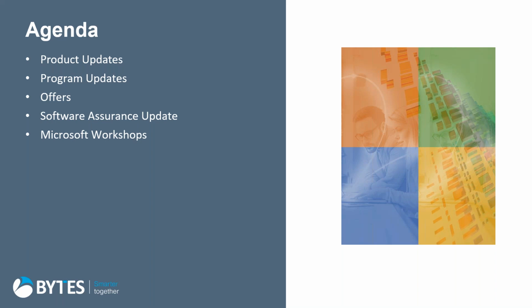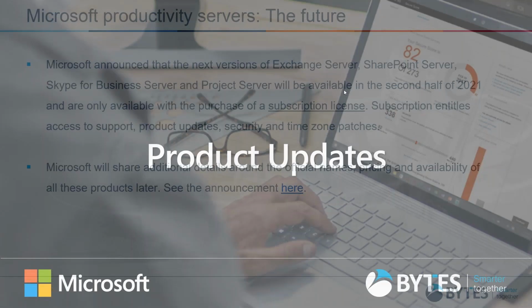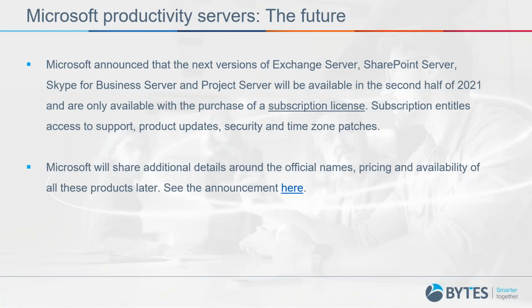Fabienne will then take us through some changes to Software Assurance benefits and the retirement of some of those benefits. And I'll finish off by talking briefly about some of the workshops and quick starts that we've got available, which basically provide an introduction to technology for your customers, or help them get started with things like Azure adoption or Windows Virtual Desktop. So with that, I'll hand over to Fabienne just to talk through some product updates.